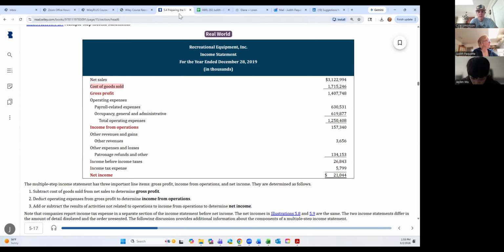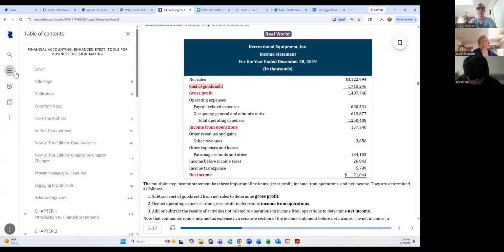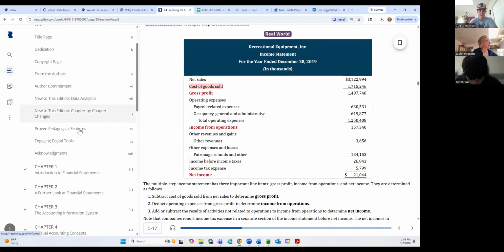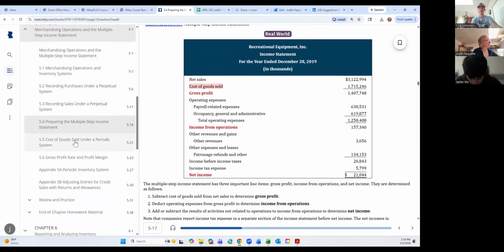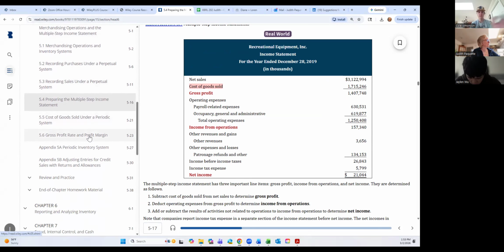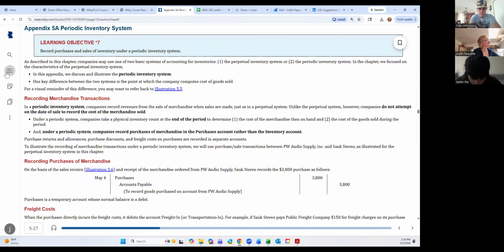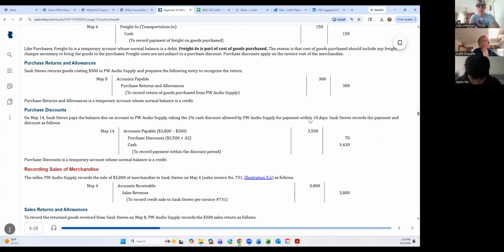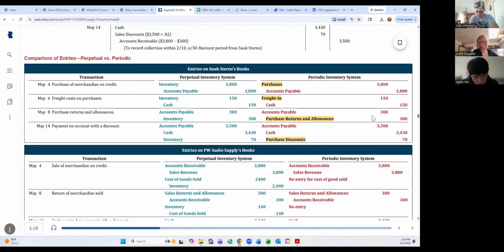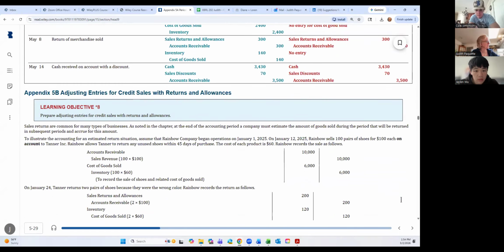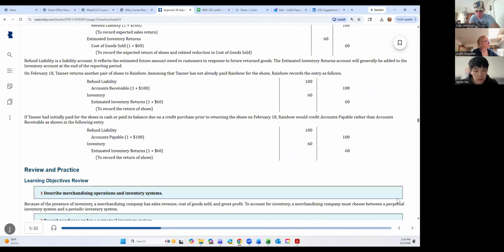Now we go, well, how does this look for perpetual? And what they did for you is they said, let's just go look. So they show you the journal entries. By the way, I love this. It's a side by side of both the perpetual and the periodic journal entries. Super, super helpful.